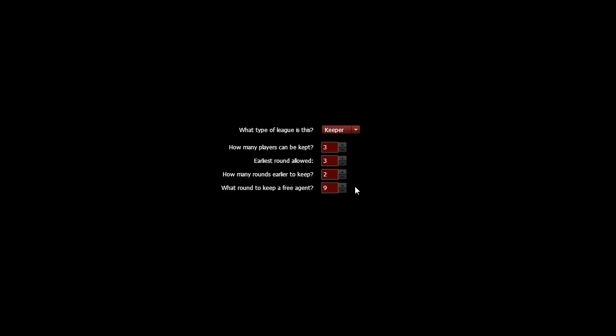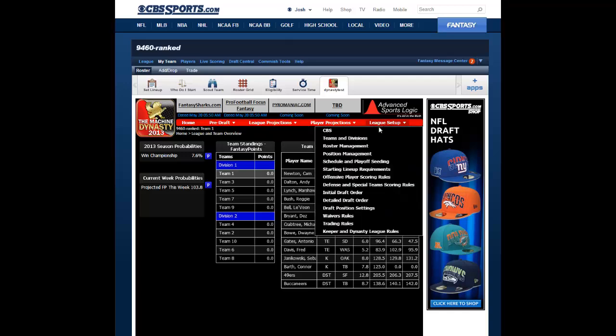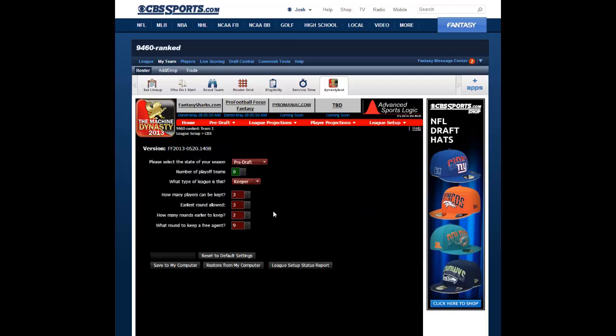And the last thing the machine needs to know is what round a free agent would cost me. This would be any player I picked up during the course of the year. If you made a mistake in your initial setup of your league, it is very easy to correct. You simply have to go to the League Setup tab, CBS, make a change, and save it to the Advanced Sports Logic server. Now, when you come back in, your changes will be kept.